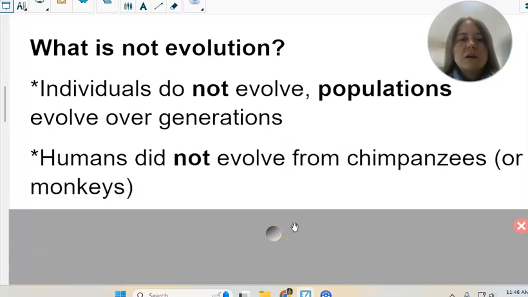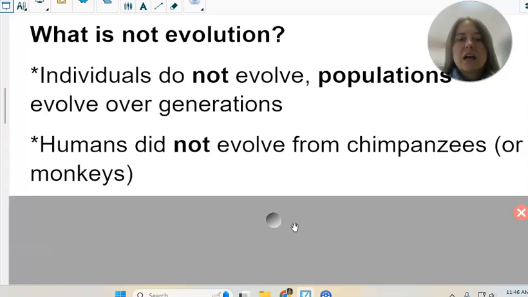Okay, another common misconception is that humans evolved from chimpanzees or from monkeys. We did not. Anybody who says, oh, humans didn't evolve from monkeys, is showing that they don't fully understand the idea of evolution. So let's talk about that to make sure that you do understand what evolution is and what evolution is not.